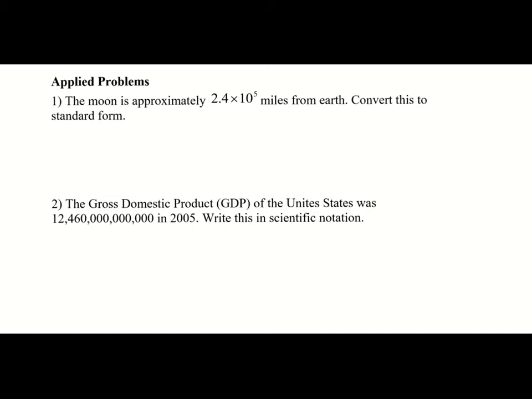All right, so now we are looking at some problems where we need to do what they ask. The first one says the moon is approximately 2.4 times 10 to the 5th power miles from the Earth. That's in scientific notation, so they want us to convert it to standard form. So again, we take that 2.4, that A value, and we have a positive R value. 5 is a positive number. So remember, if we're taking it out of scientific notation and it's a positive value, you're going to move it to the right 5 places.